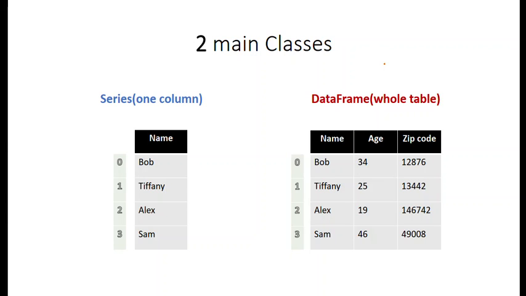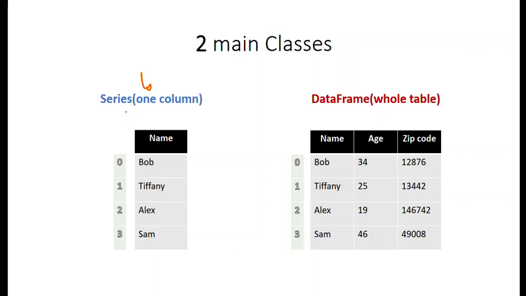Again, the Pandas library contains classes that we can instantiate, or create objects from, to store and process the data tables we have. Now, as we mentioned, we have two main classes, right? We have the Series class and we have the DataFrame class.